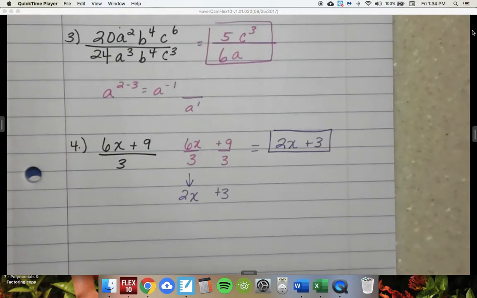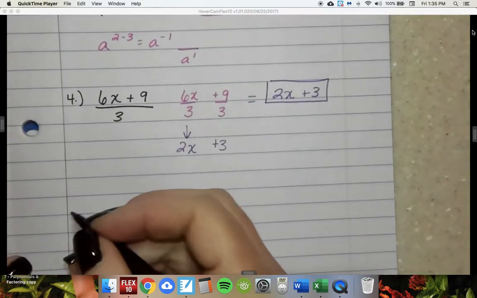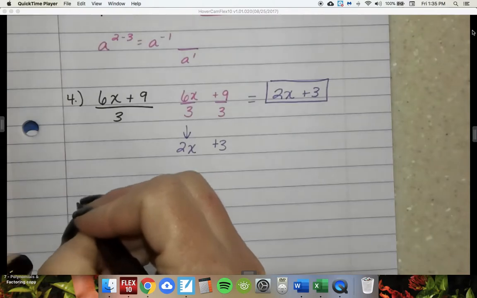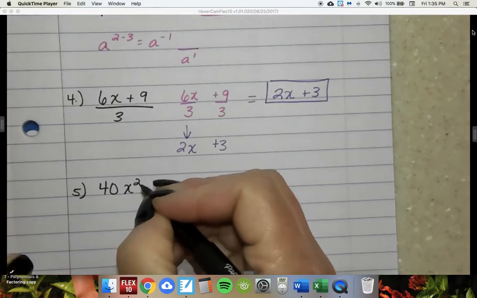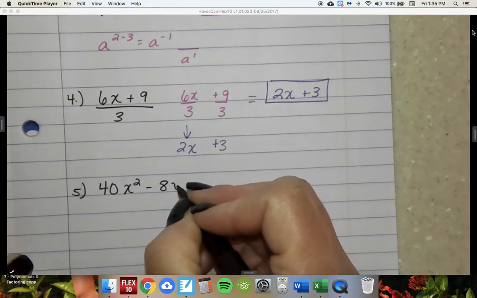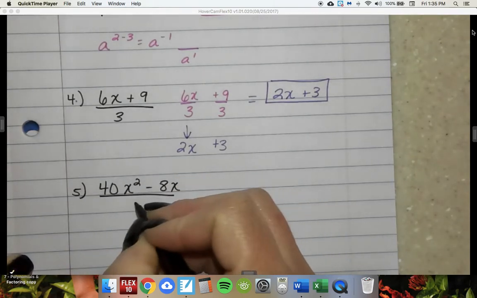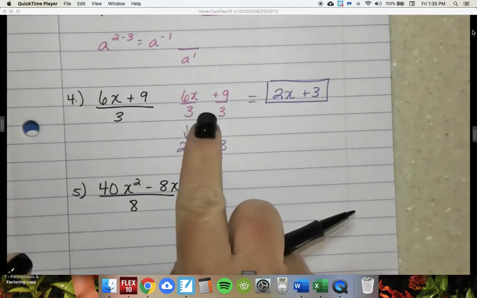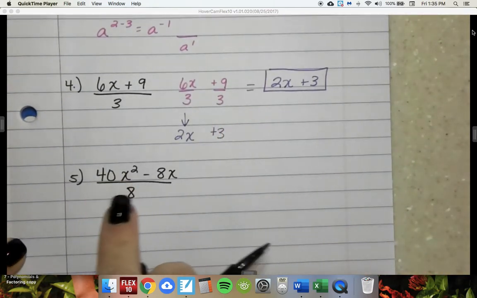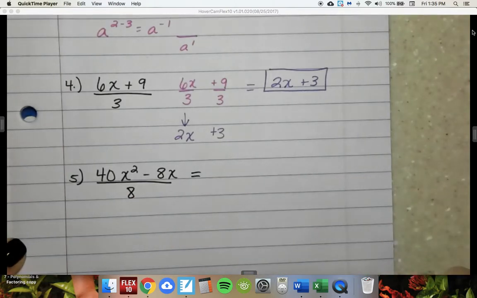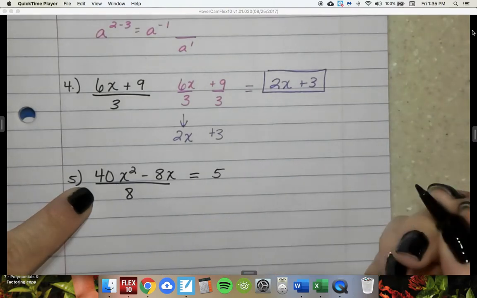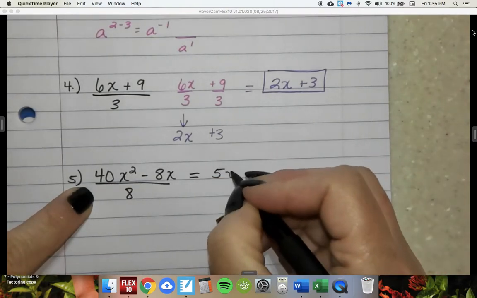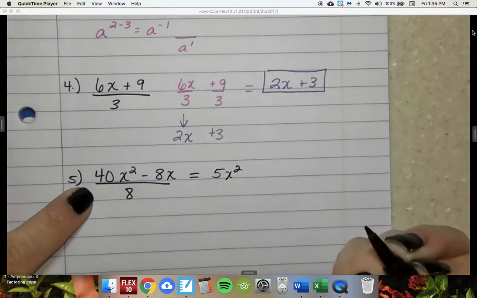Let's do another one. They get longer, so I'm trying to kind of go step by step. Which one, let's do 5. 5 says this, 40x squared minus 8x in the numerator divided by 8. Okay, this time I'm not going to split it up like this. We're just going to kind of leave it as such and see if we can make the division happen. What's 40 divided by 8? It's 5. And x squared just stays x squared because there are no x's down here.